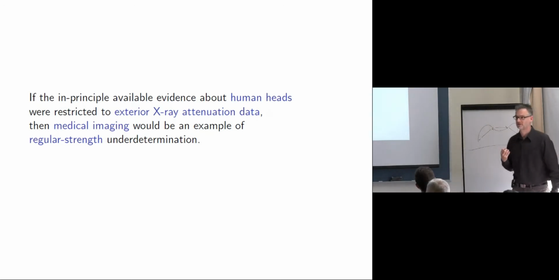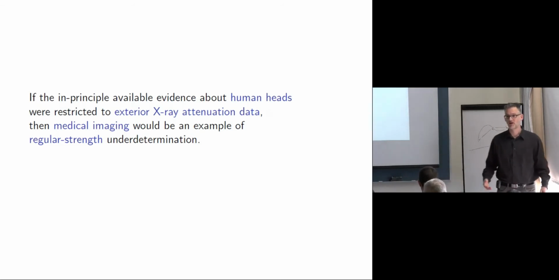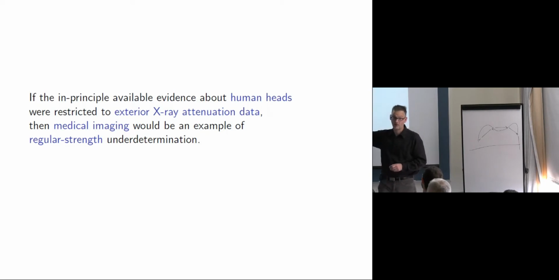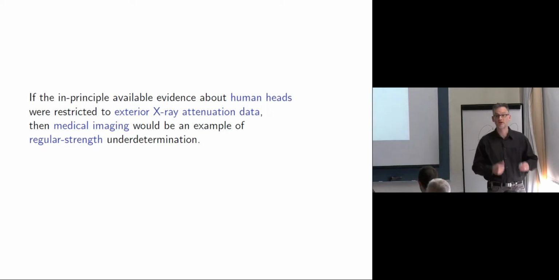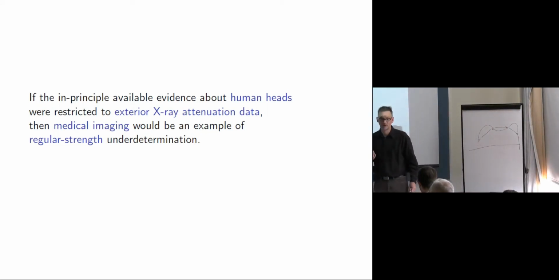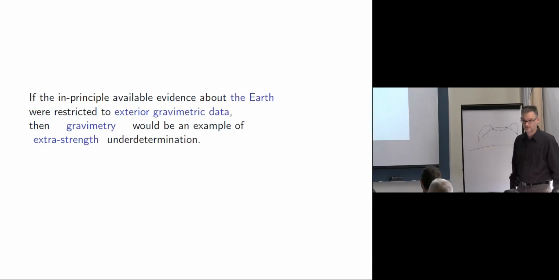Now, in fact, we have other ways of finding out what's inside people's heads, right? And so it doesn't count as an example of even regular strength underdetermination, because the finite set of data you collect can be like, cut open the head and see what's in it, right? But if we couldn't cut open heads, then this would be a nice example of regular strength underdetermination. And similarly, if we couldn't break open the Earth, then gravimetry would be a good example of extra strength underdetermination. But we can cut open heads, and we can break open the Earth. So this stuff about inverse problems doesn't really quite engage yet with the stuff about underdetermination.